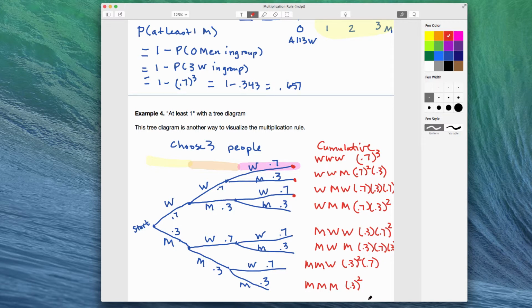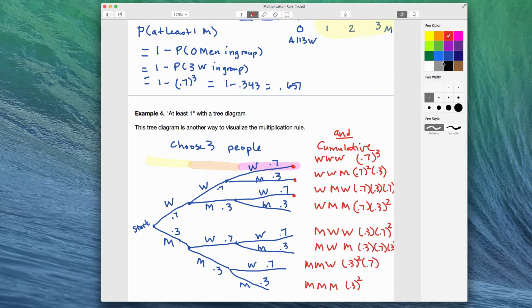All right, here we go. All the outcomes. So when you have a tree diagram, you have all of these and probabilities. Woman and woman and woman. Woman and woman and man. You just throw in the word and between them all. When you multiply them all together, you have the chances of getting that specific order.